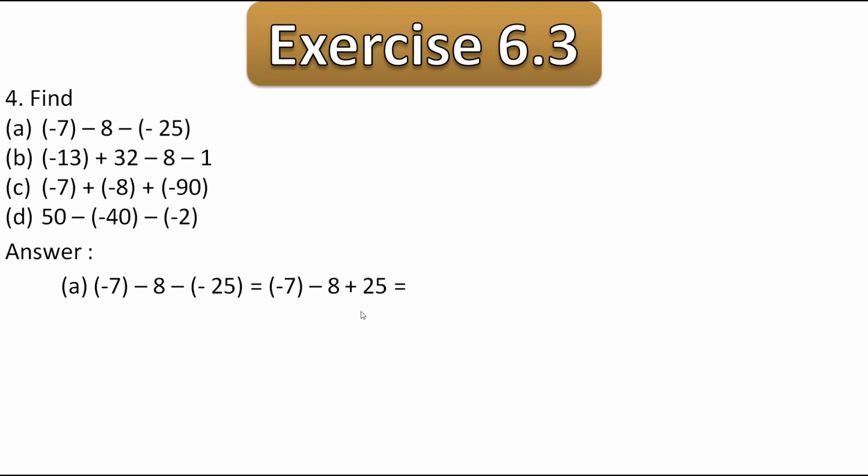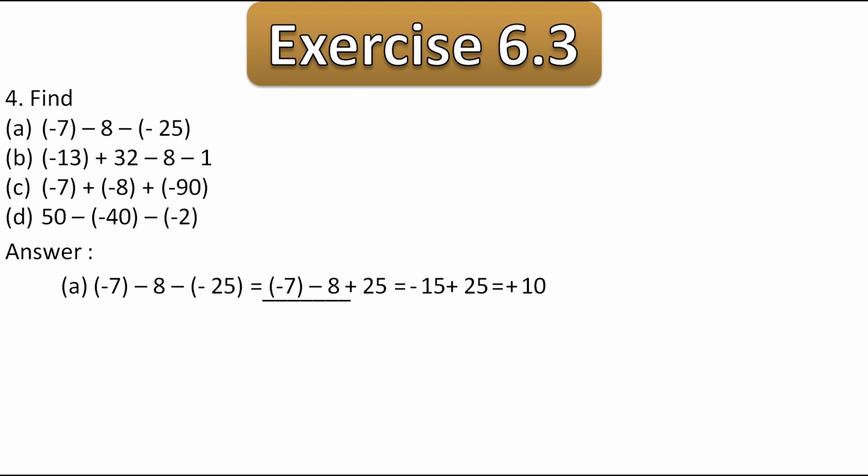Now first we will solve this one. Minus 7 minus 8. As both of them have the same sign, it will become addition. 7 plus 8 is 15, and it will get the sign minus, because both of them have the minus sign. Now plus 25. Now both of them have different signs, so we have to subtract. 25 minus 15 is equal to 10, and 25 is bigger and it has a plus sign, so the answer will get the plus sign. Okay, plus 10.